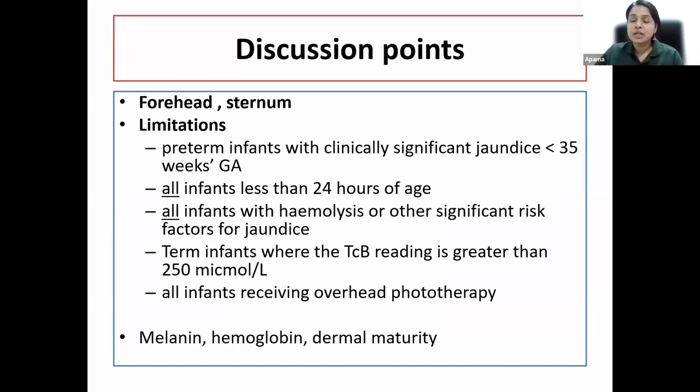Term infants where the TCB reading is more than 250 micromoles per liter. Now we should remember that 17 micromoles per liter is equal to 1 milligram per deciliter of bilirubin. So usually if the value of the serum bilirubin, in milligrams per deciliter, is beyond 13 or 15 milligrams per deciliter, then we always prefer to go for a serum bilirubin. Likewise, TCB is limited in a baby who is already receiving phototherapy.